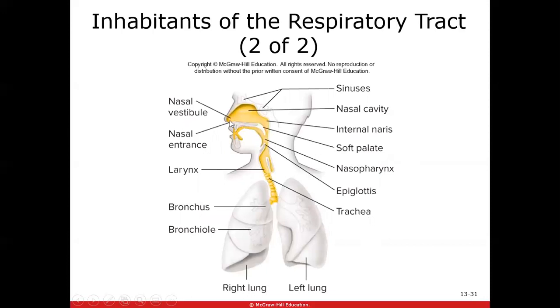So here with the respiratory tract, you have the nasal vestibule, nasal cavity, the pharynx, and it goes down to a portion of the trachea. These are the areas that can have normal microorganisms. And as you see, as it gets down into the lungs, you do not have microorganisms that venture that far.